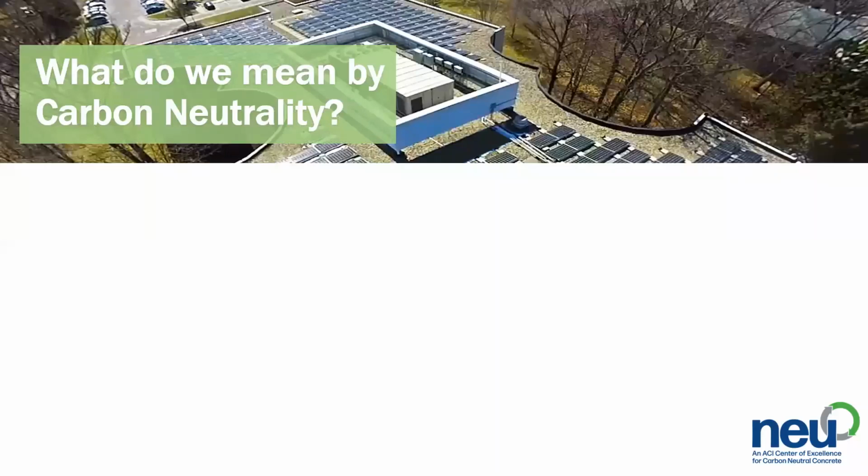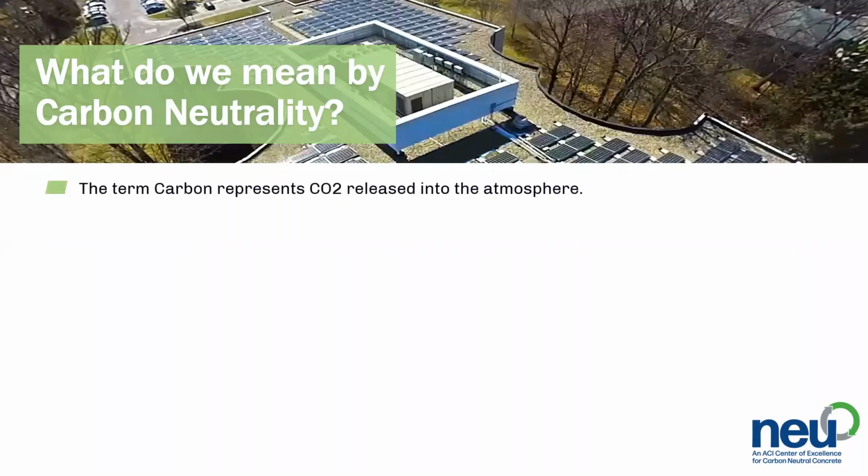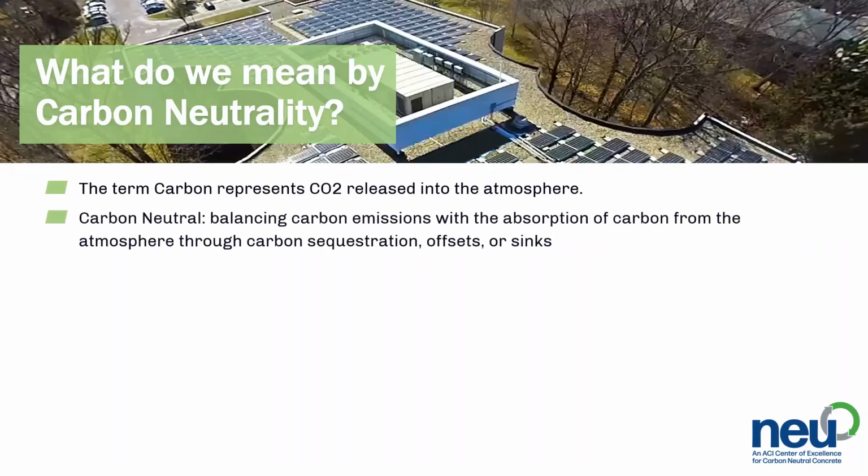So what do all these terms mean, and what do we mean by carbon neutrality? The term carbon represents CO2 that's released into our atmosphere. And the term carbon neutral means that there is a neutral effect of CO2 in the atmosphere. Any emissions being released must be balanced by an equal amount of CO2 being removed from the atmosphere, either through carbon sinks, carbon sequestration, or offsets. Those sinks include soil, the forest, or our oceans, and even can include concrete.